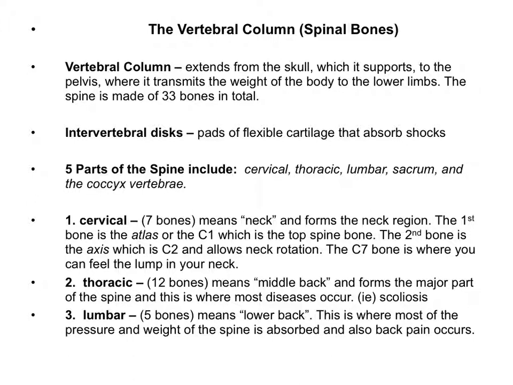The thoracic vertebrae have 12 bones. It means middle back, and it forms the major part of your spine, and this is where most diseases occur, in the T-spine, for example, scoliosis.